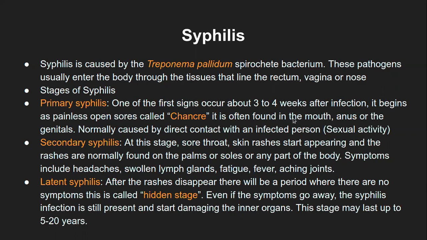So in the mouth, if you see this, it could be a sign of syphilis. That doesn't mean everyone who has it has syphilis. If they have open mouth sores, or sores around the anus or any of the genitals, like the vagina or any other part of the genitals, it is normally caused by direct contact with an infected person, that is through sexual activity, which is the direct contact.